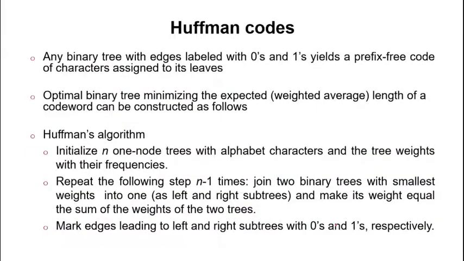So now we look at the Huffman code as an example for the coding problem. What is a Huffman code? Any binary tree with edges labeled with zeros and ones yields a prefix-free code of characters assigned to its leaves. So the Huffman code uses binary 0 and 1, and before that, to yield the 0s and 1s, we have to construct the binary tree to represent this. An optimal binary tree minimizing the expected weighted average length of a code word can be constructed as follows. This is the algorithm.